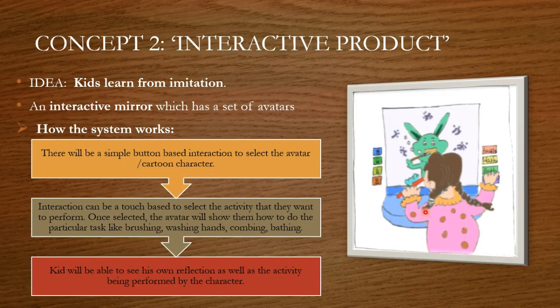The second one is an interactive product. The basic idea is that kids learn from interacting. An interactive mirror is used here, which is set up for us. On the right side, you can see so many buttons. One will help to choose the character. The second will help to choose the activity, like brushing, washing hands, etc. And the third has many options. Now the kid will see the character on the mirror, and he will try to imitate what the character is doing. That way the kid will be trained on good habits in an entertaining way.